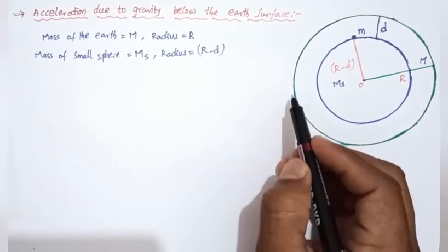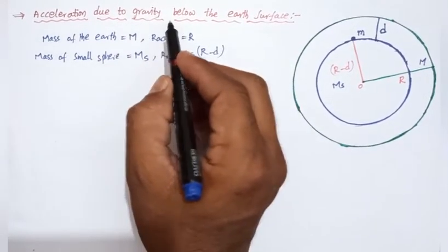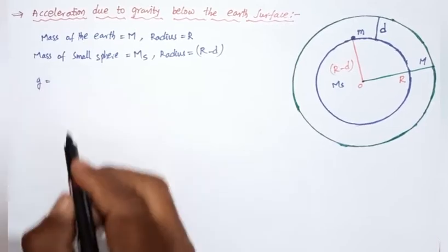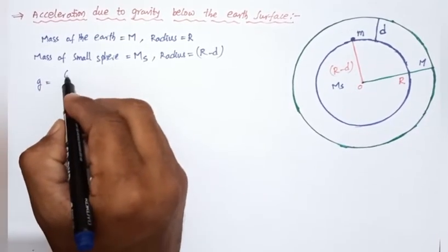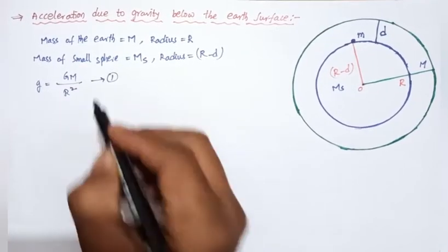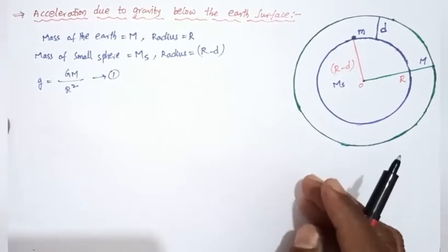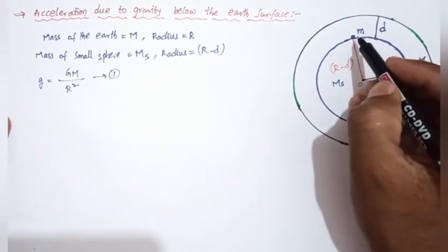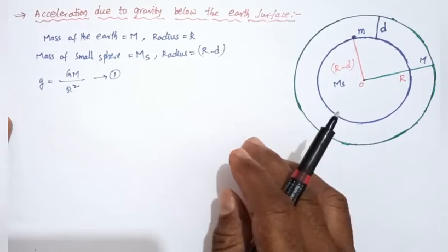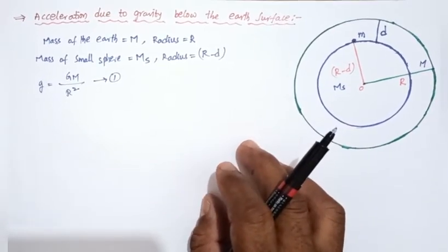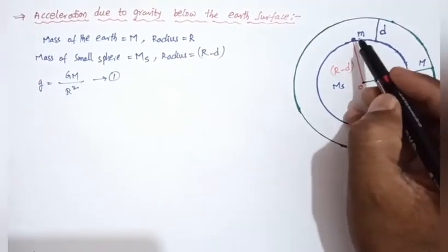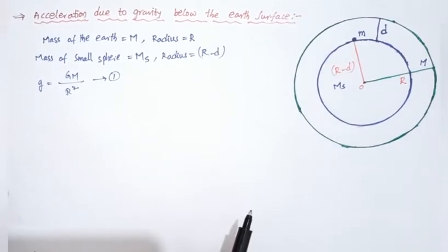Here, the acceleration due to gravity on the surface of the earth, g equals GM by R square. We know this is equation number 1. First of all, at point mass m, we can find out the acceleration due to gravity.